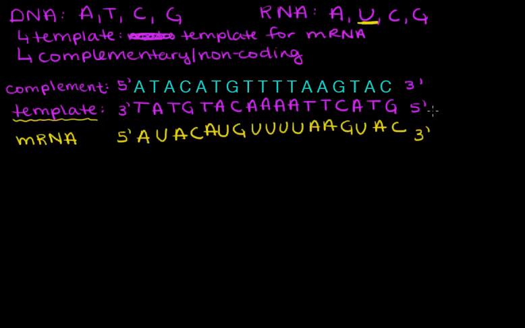The template, I'm just going to tell you now, is always going to be 3' to 5', so that our mRNA is 5' to 3', because this is the direction that it's read. Okay, and because these are anti-parallel, that means the template is always going to have to be 3' to 5'. I'm not going to flip that around on you. That's too complicated. The mRNA is always going to be 5' to 3'.